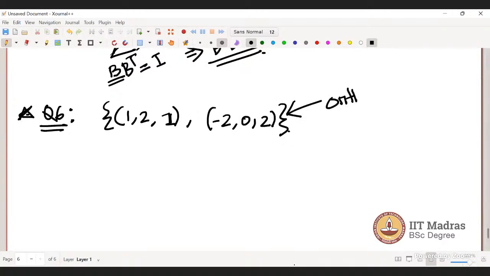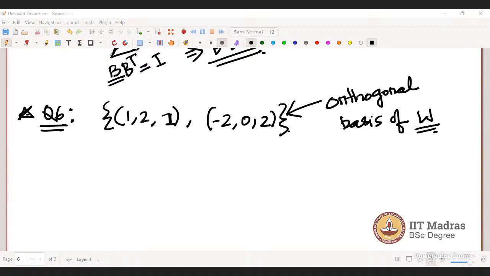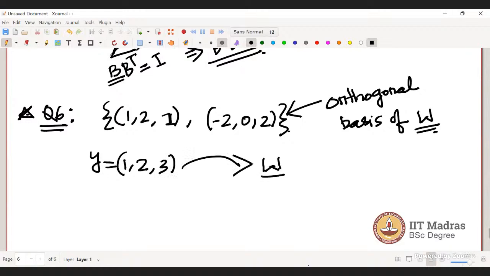I guess it's orthogonal. It is an orthogonal basis of W with respect to the standard inner product. Then what we need to find is the projection of (1, 2, 3) on this space W, and this space W is generated by these two elements.